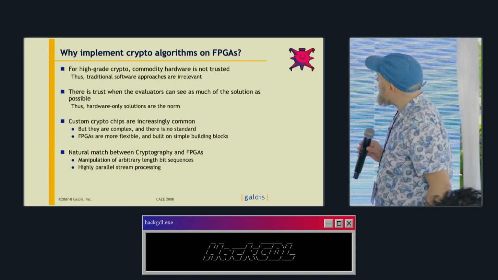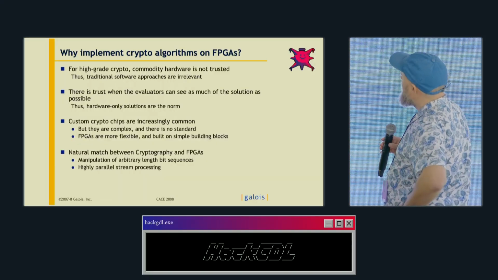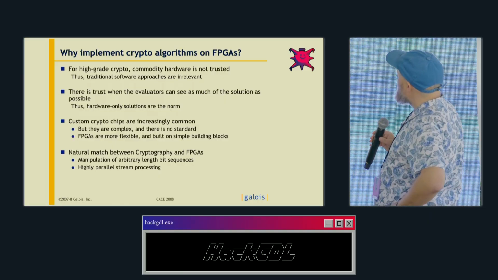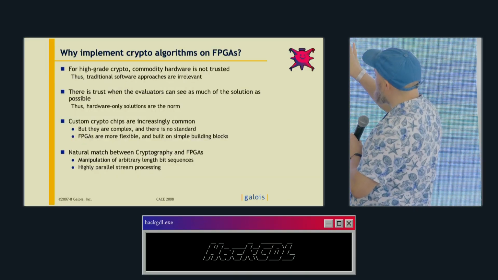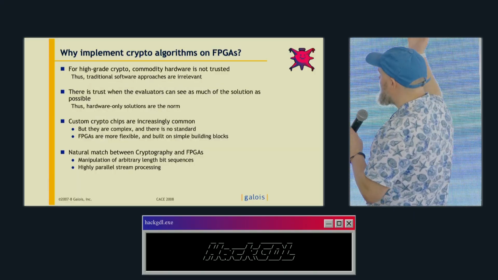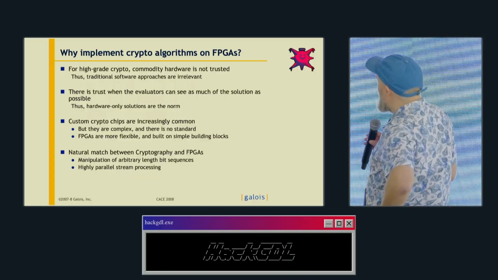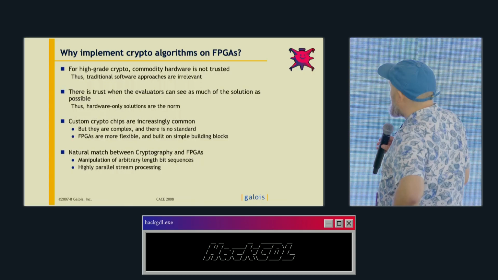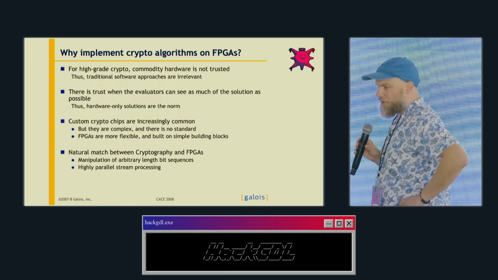So why do we want to implement these algorithms in FPGAs? For commodity hardware, there's usually a lack of trust, so you cannot use traditional software approaches. I don't know what goes on inside a chip that I buy somewhere on Temu or wherever. And it's very difficult to evaluate if the system fulfills my constraints of safety and security.